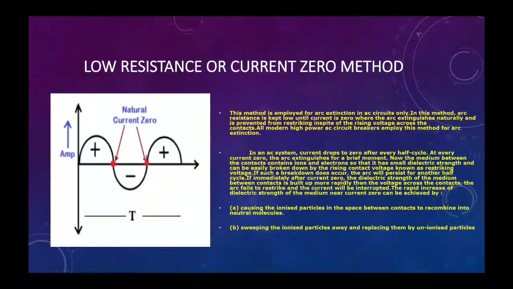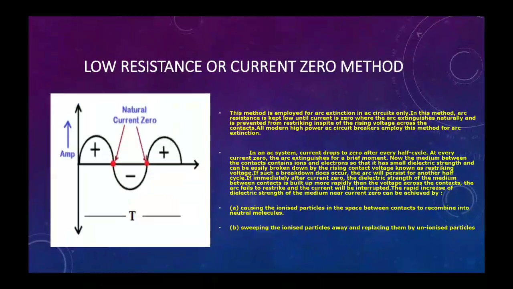Now the low resistance or current zero method. This method is employed for AC circuit breakers only. This method is employed for arc extinction in AC circuits only. In this method, arc resistance is kept low until current is zero, where the arc extinguishes naturally.